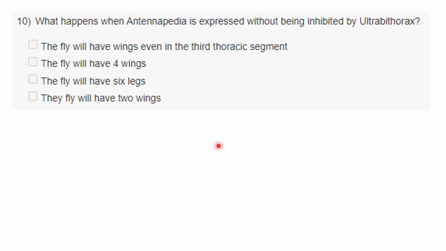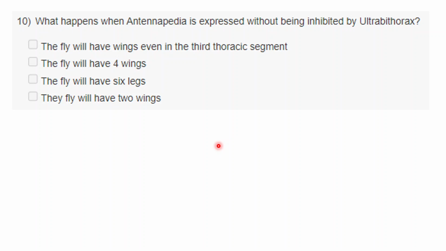Moving on to the final question, question number 10. What happens when antennapedia is expressed without being inhibited by ultrabithorax? So it is another follow-up question of homeodomain Hox genes. The antennapedia gene is expressed without being inhibited by ultrabithorax.